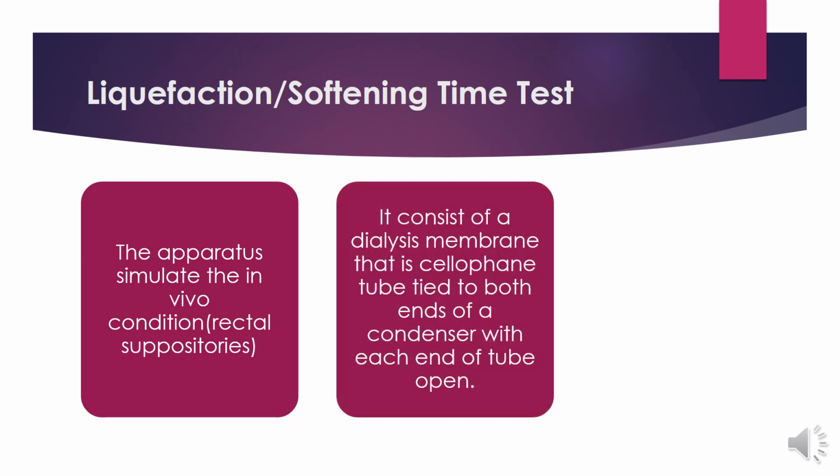So basically, this apparatus consists of a dialysis membrane, which is a cellophane tube, which is tied to both ends of a condenser. In the condenser, the inner lining is a dialysis membrane, that is the cellophane, tied at both ends of the condenser, whereas the ends are open for insertion, removal and movement of the suppository within that condenser.